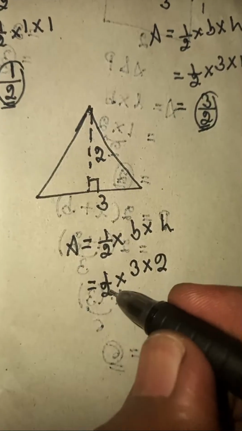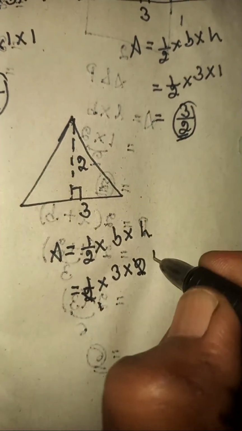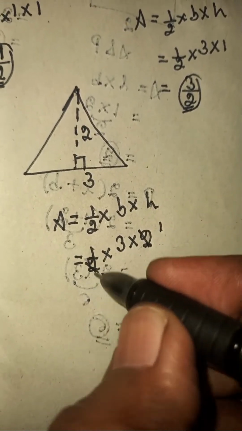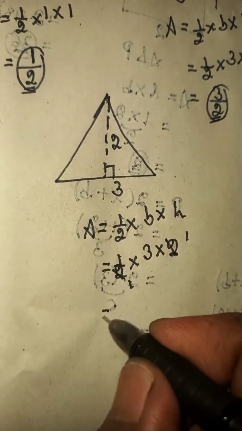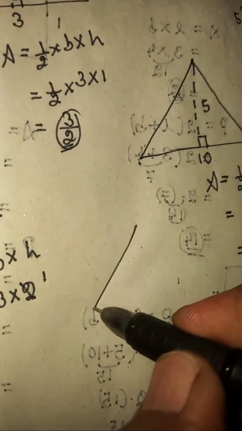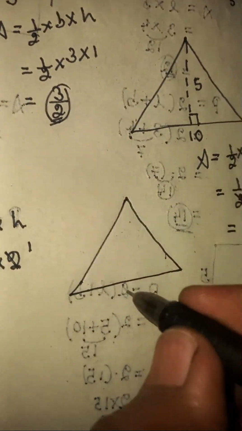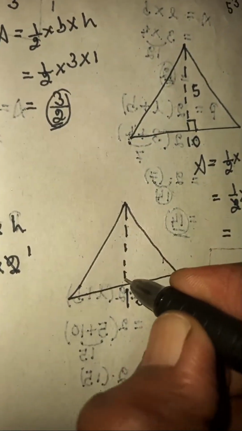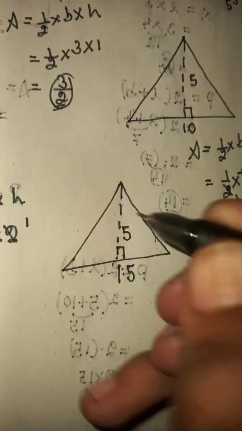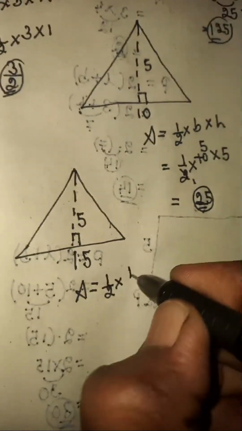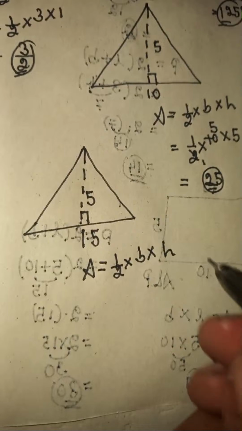Now we can divide this 2 in the denominator with this 2 in the numerator. And 3 times 1, that is 3 by 1, means you don't need to write it, just 3 square units. Let's take one more triangle. In this triangle they have given base length as 15 units and perpendicular height equal to 5 units. Now area equals half times base times perpendicular height.